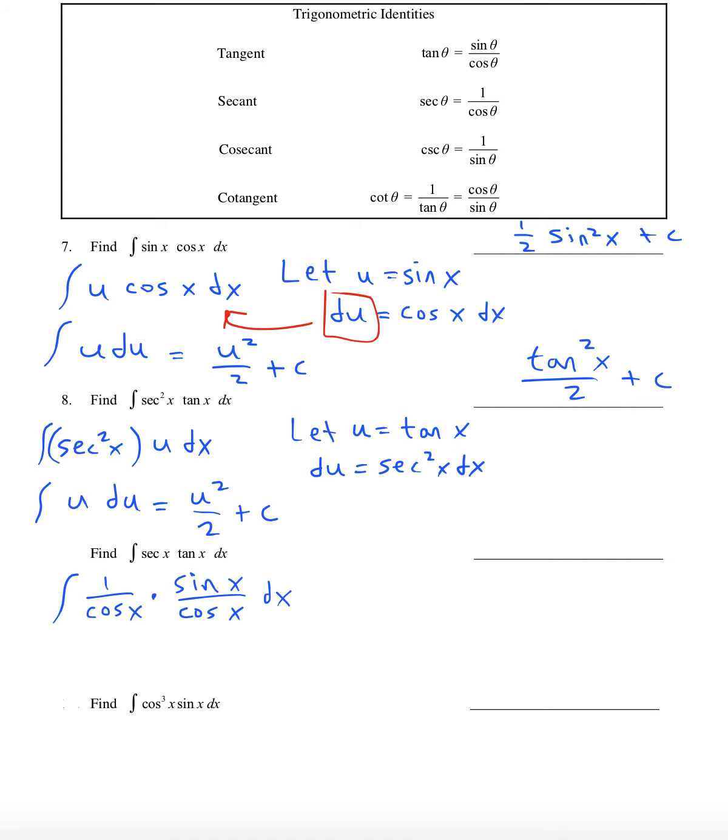Now this seems like a tough one here, but if we make the right choice, we may be able to integrate it. I'm going to want u to be cosine x this time. I know that the derivative of cos x is negative sine x. And sine x is in the problem. Even though it's not negative, we can still fix that by moving the negative to the other side.